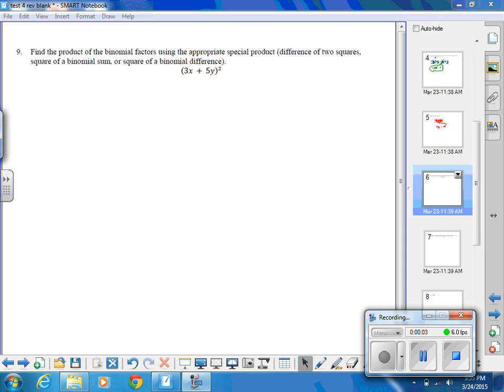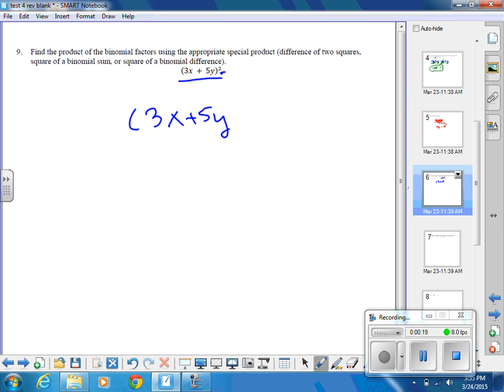Okay, I'm back again. Now, this is find the product of the binomial factors using special products. So, in this case, I want to go ahead and square this. This 2 right here means that there's 2 of them. So I have 3x plus 5y times 3x plus 5y. Now, in reality, we can use special products, but I don't think most teachers would mind if you just did FOIL. Okay? So let's just go ahead and do this using FOIL.